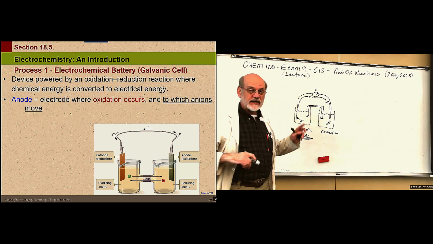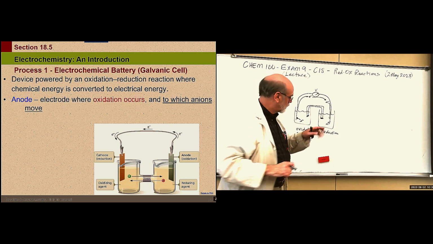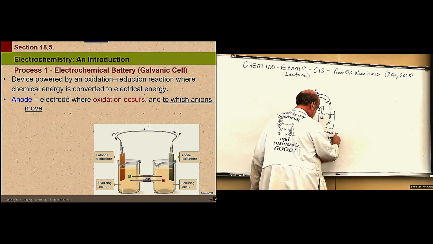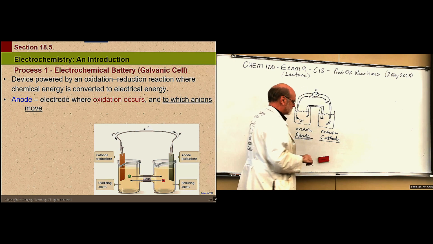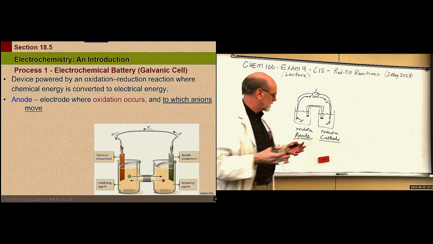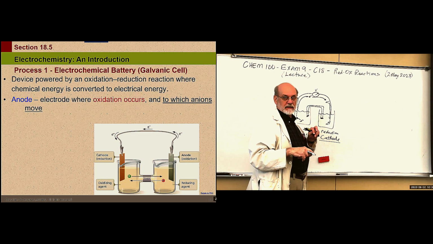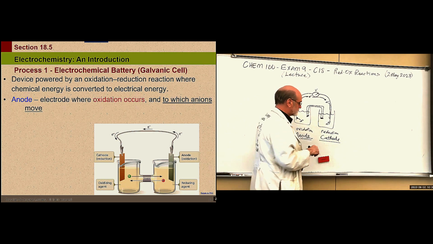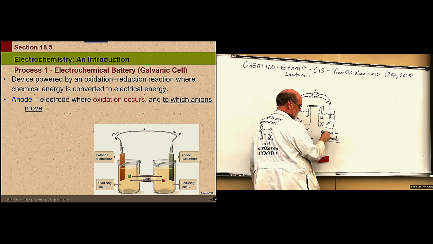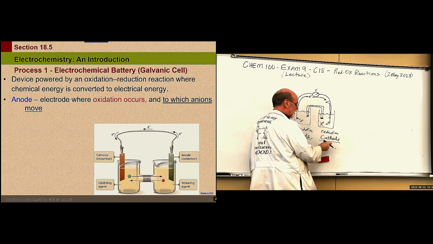And wherever oxidation is occurring, that is always the anode. Where reduction is occurring, this is always the cathode. Now, how do I keep them apart? How do I know which one's which? Well, in this case, what's happening to the positive ions? If you have any positive ions here, they're being drawn to these negatives. So these are cations being drawn to the electrode. That's the cathode.